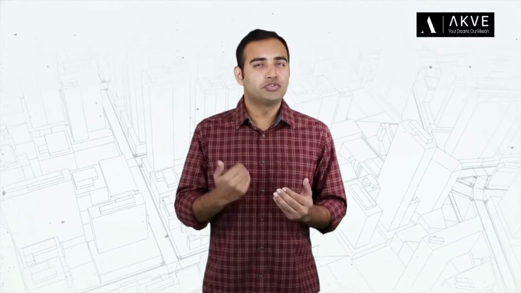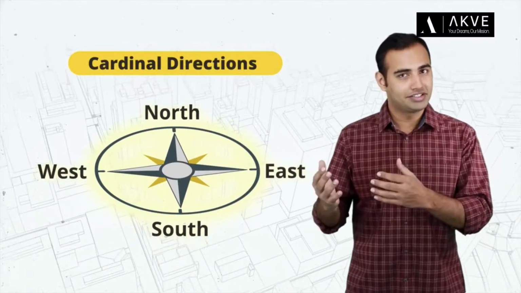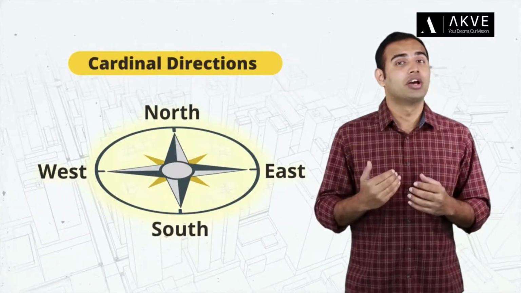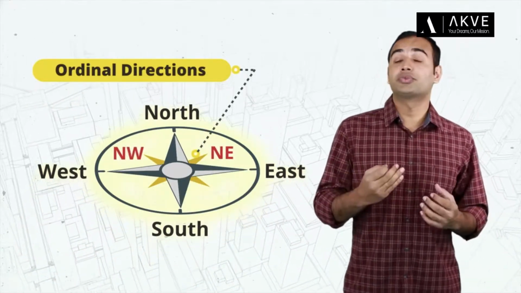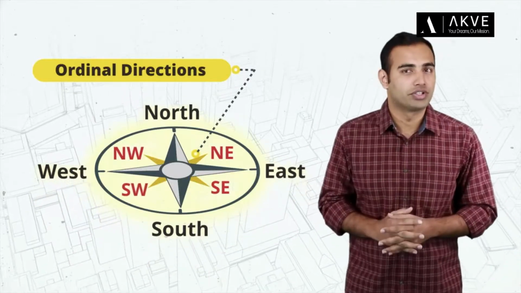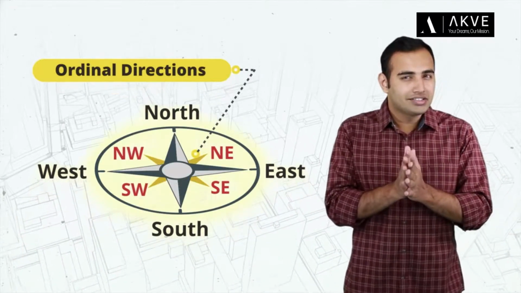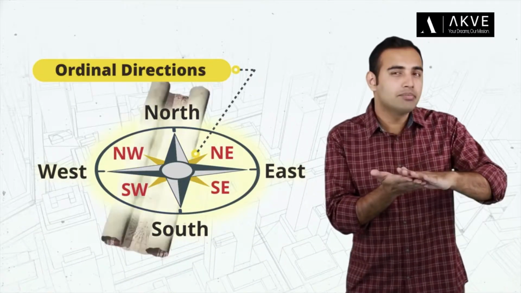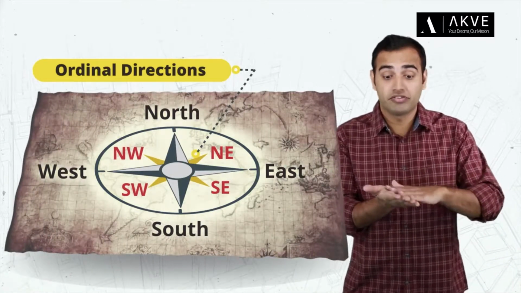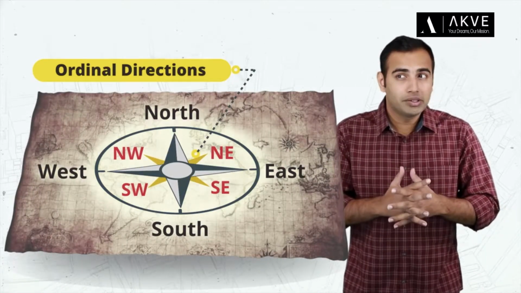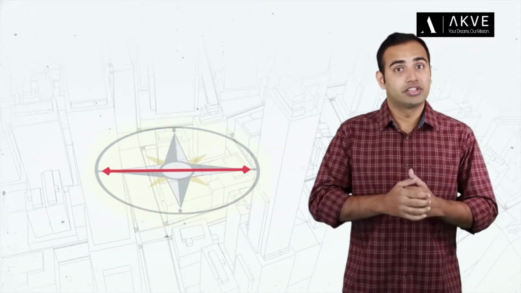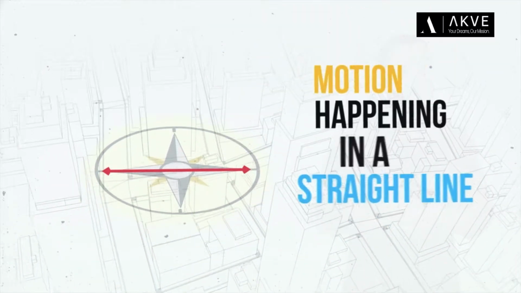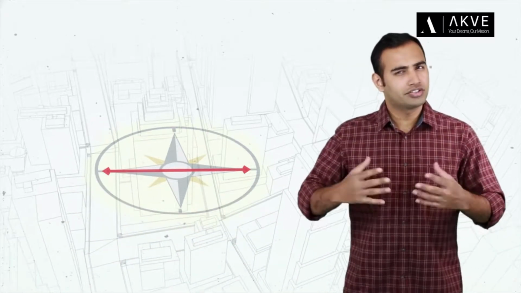Well, probably the four cardinal directions like east, west, north, and south, or the four ordinal directions like the northeast, northwest, southeast, and southwest. But hey, these are the directions on a plain piece of paper or on a plain piece of map. So, what about directions along a straight line? Because as you already know, in this chapter we are studying about motion happening in a straight line. So, how do we express directions along a straight line?